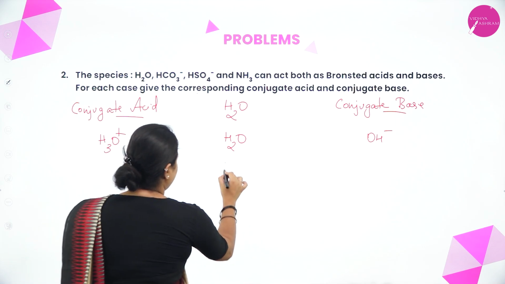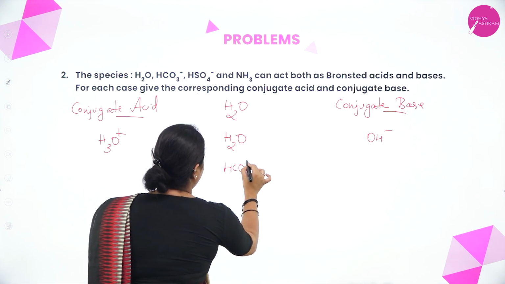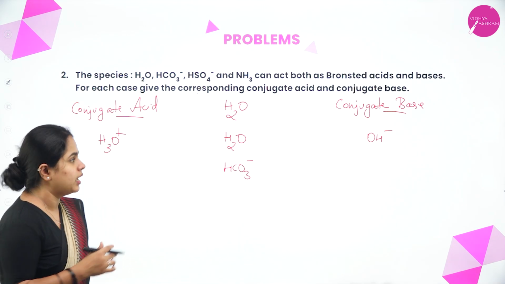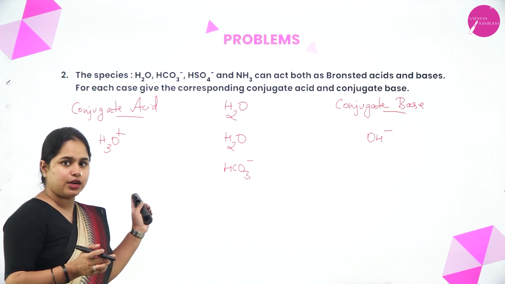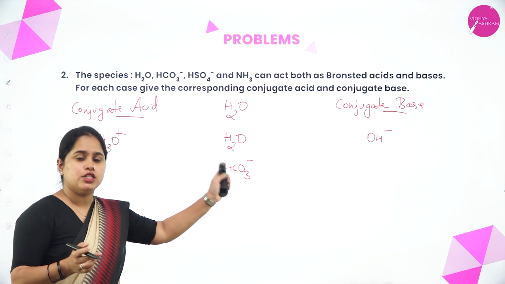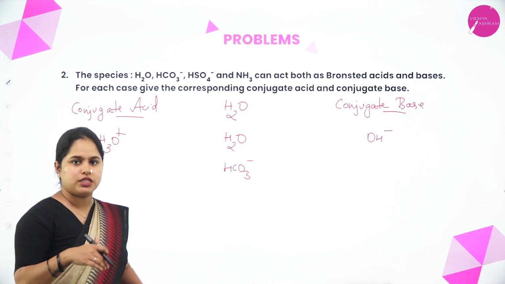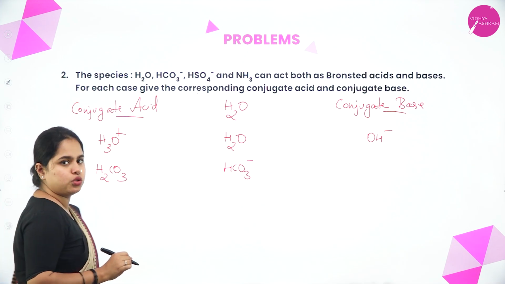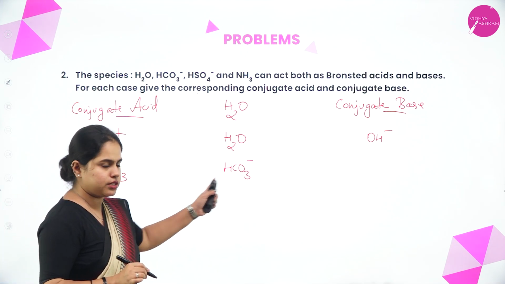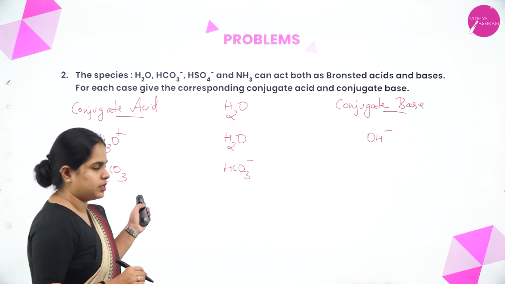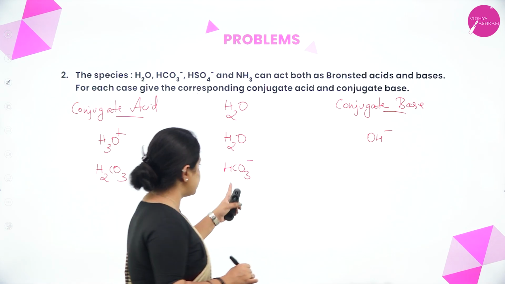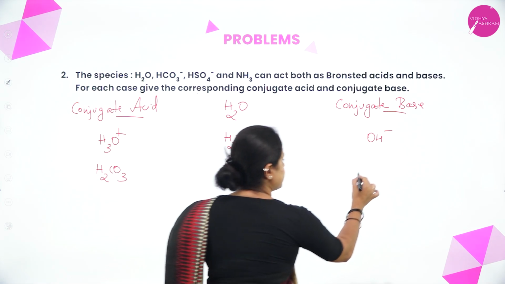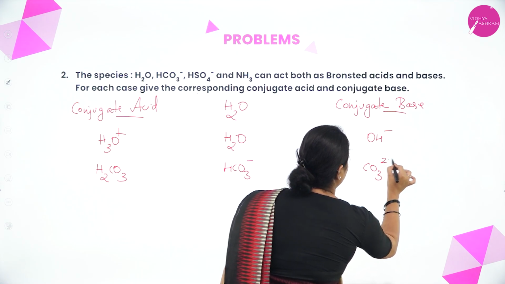Now the next one is HCO3 minus. Again to write the conjugate acid of it, we are considering this as a base. Base means one more H plus will be accepted, so you will get H2CO3, right? Already one hydrogen is there, and one more H plus will be accepted. Now moving on to the conjugate base, this H plus ion will be released, so you will get CO3 2 minus.